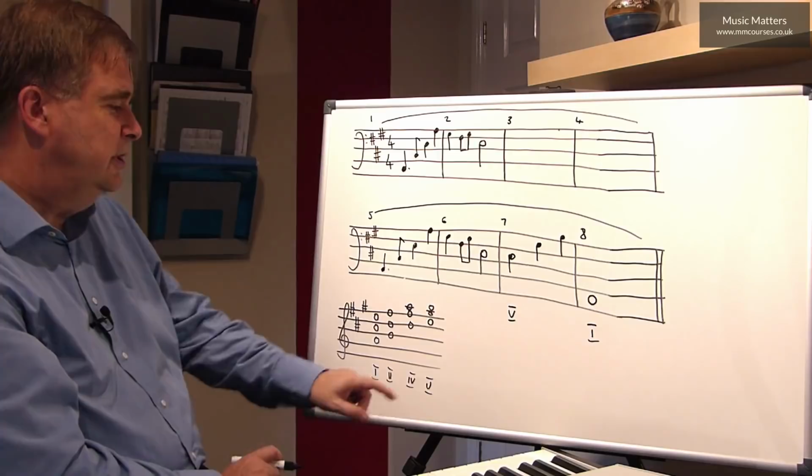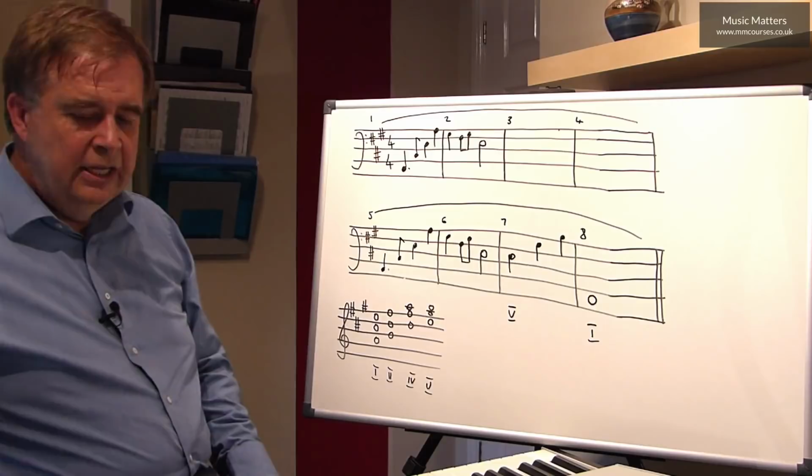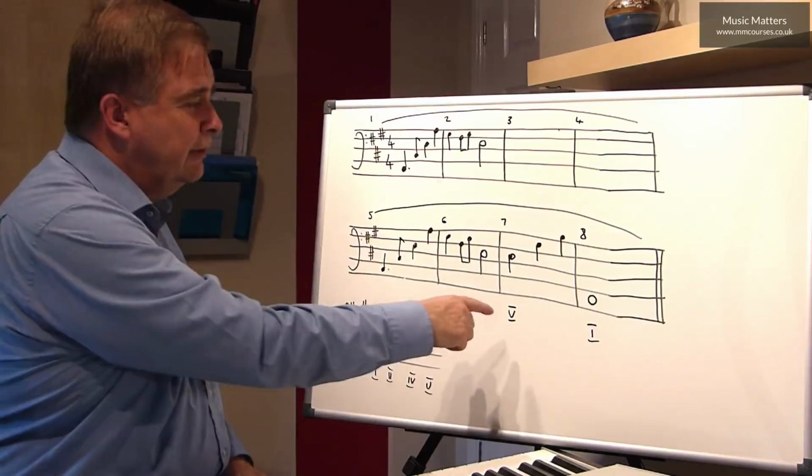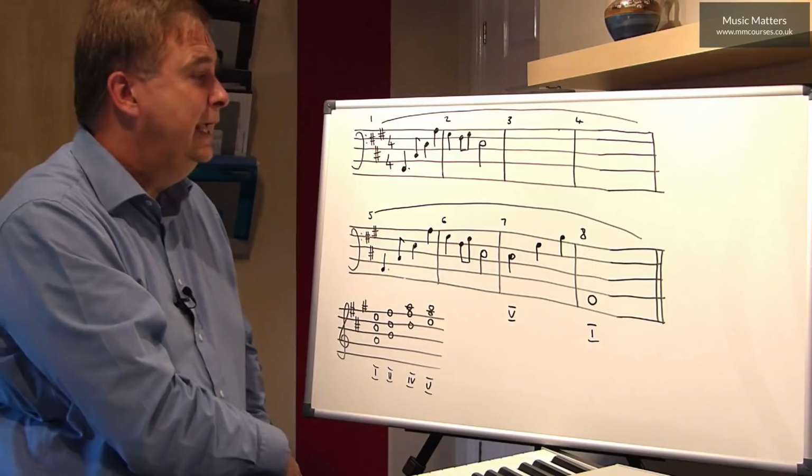E, G sharp, B. So you can see that already I've got the makings of an ending, because I've got the notes of chord 5 in bar 7, and I've got a note that belongs to chord 1 in bar 8. So it's going to make a perfect cadence.